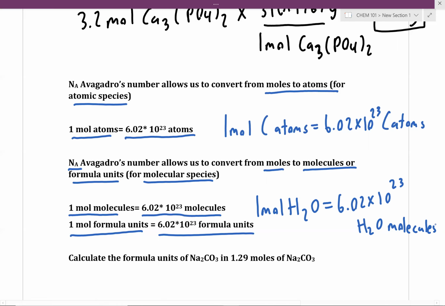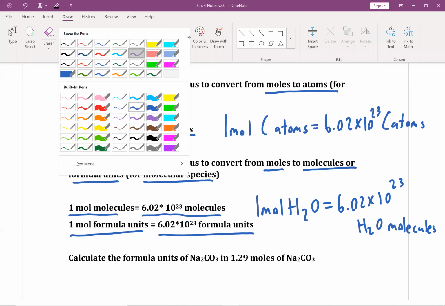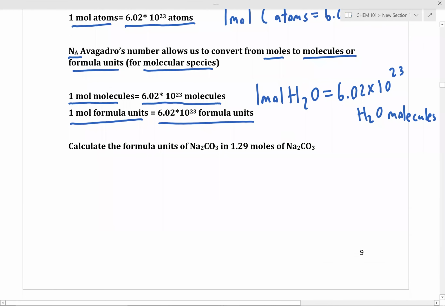To really drive this point home, let's now do an example. We're asked to calculate the formula units of sodium carbonate in 1.29 moles of sodium carbonate. Looking at our unit conversion diagram, what units are we starting from? Moles, okay? So we're starting from moles of sodium carbonate. And in the end, we want to go from moles of sodium carbonate to what final units? Formula units, exactly.